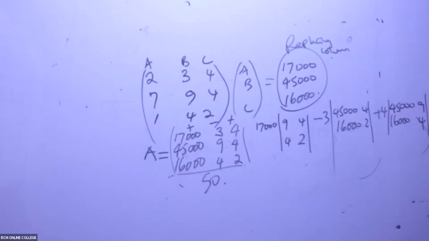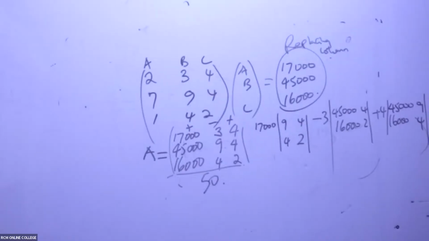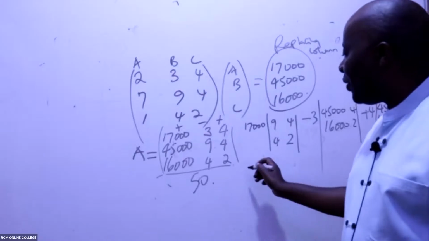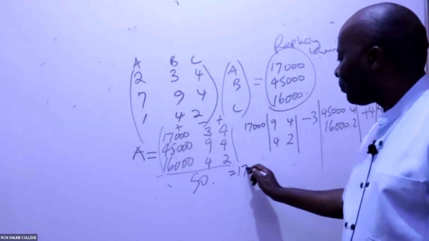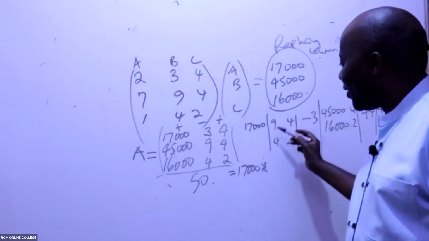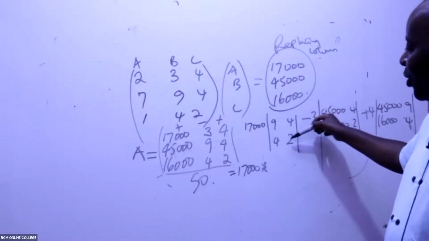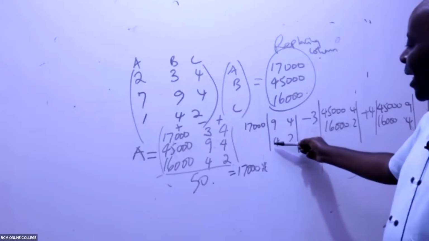Great. So then what we shall do, let's just finish this question, all of us, because it's the only question that I'm doing. The students who have not been able to get this nicely will be left behind and tackle this. So then this one here will be 17,000 times, can somebody give me this determinant? Product of primary, so it will be 9 times 2 minus 4 times 4.